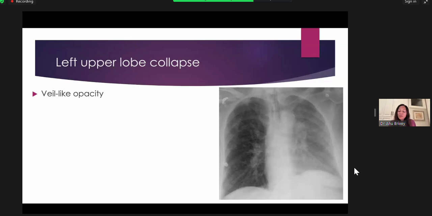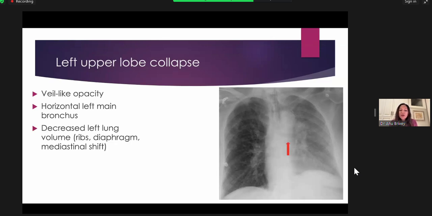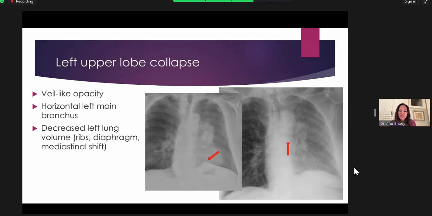So with left upper lobe collapse, you'll see this veil-like opacity in the lungs. You'll see that horizontal left main bronchus that I discussed. Right there, you can see with the arrow. And then the volume in the left lung is going to be decreased overall for all the reasons that I described, that was the new finding compared to yesterday.